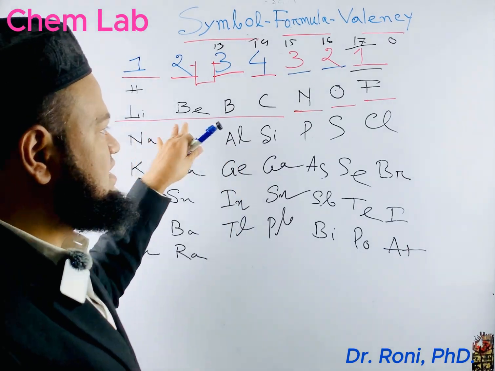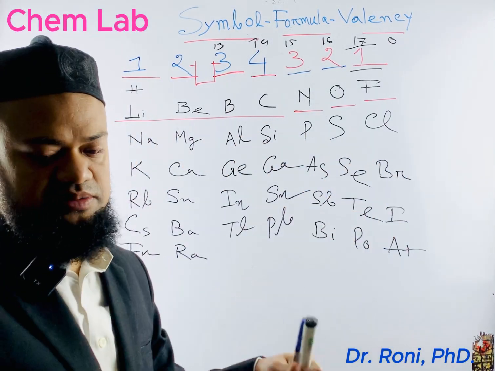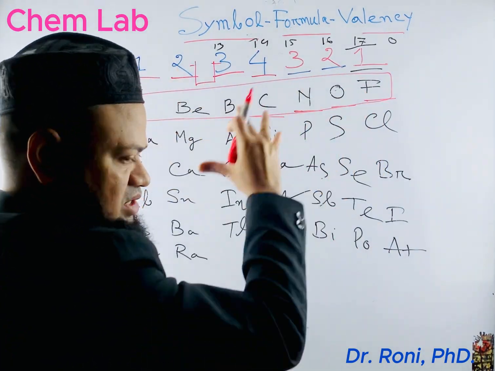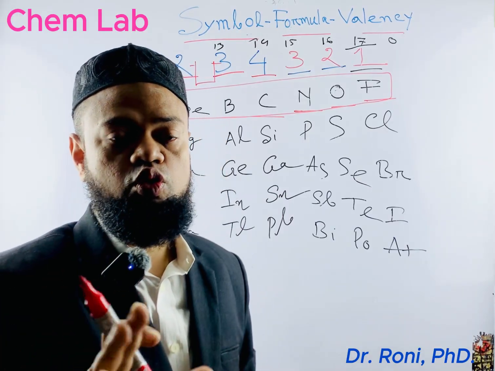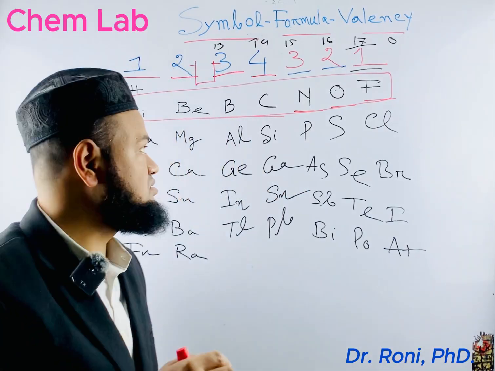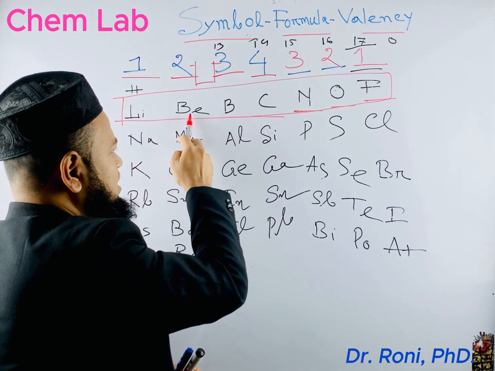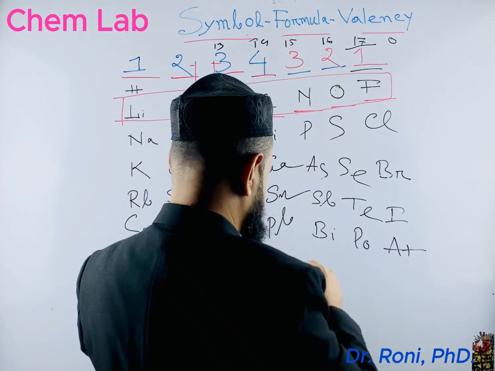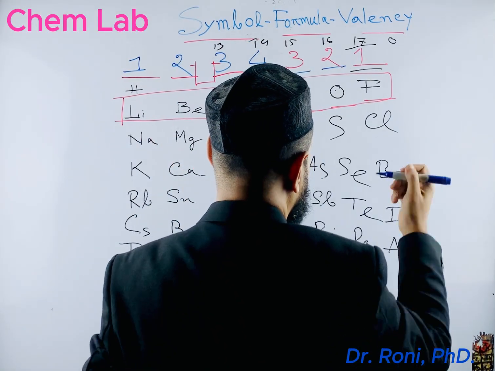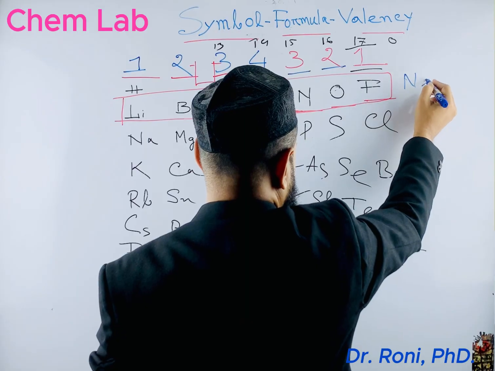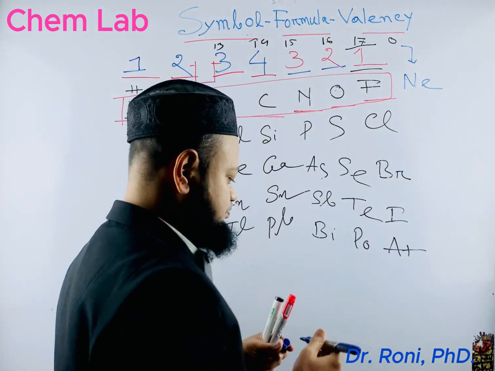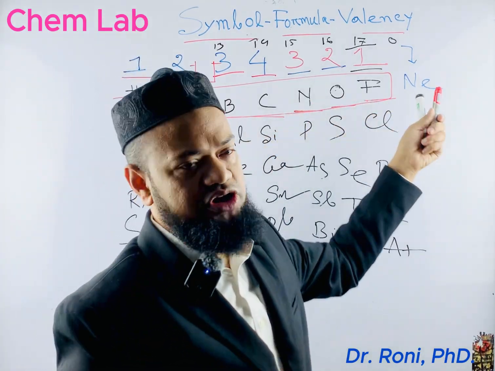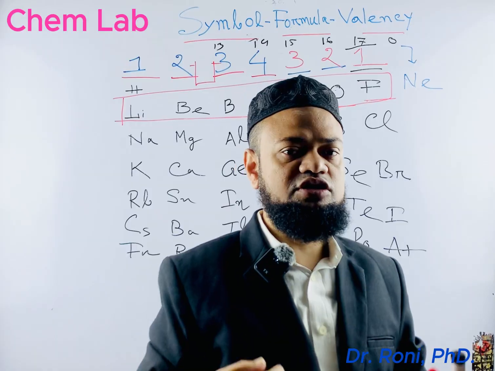So basically, these elements are prominently used in our syllabus. To understand the whole table, you just need to know only one line. Lithium, beryllium, boron, carbon, nitrogen, oxygen, fluorine, and lastly neon. Lastly neon, that is under O. Just keep in mind lithium, beryllium, boron, carbon, nitrogen, oxygen, fluorine, neon.